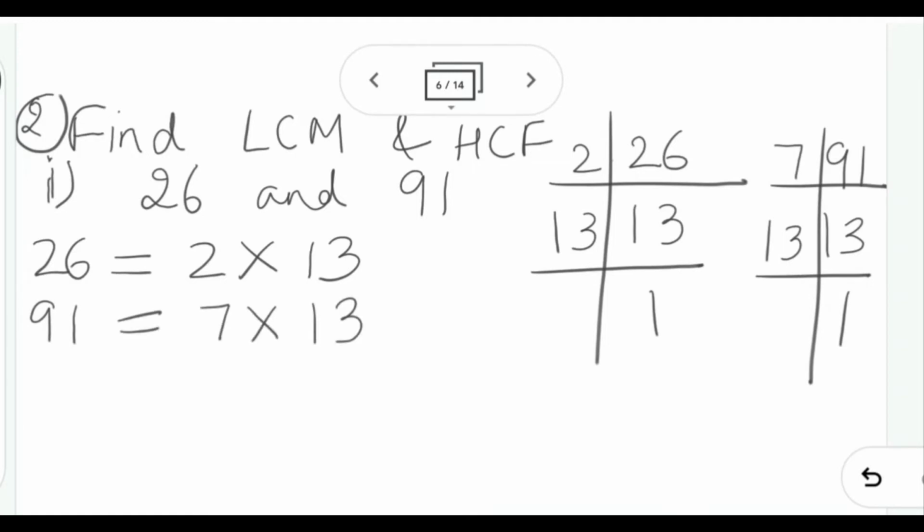Now how can we find HCF and LCM? First of all, we will find the common factors. We will see which is a common factor of both these numbers.